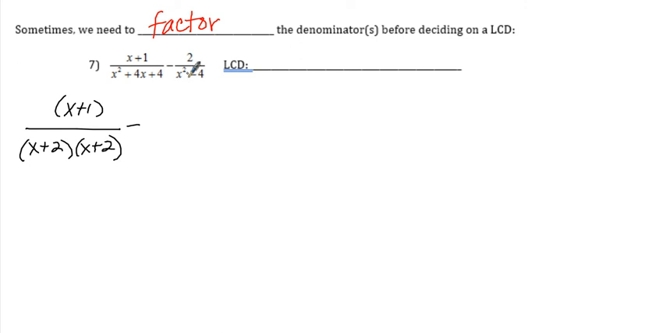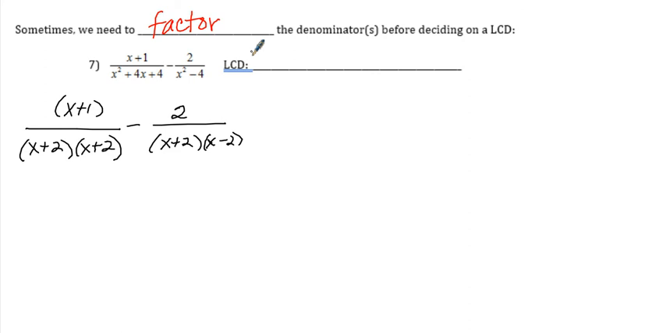Now let's look at the second one here. There's nothing to do to the 2, but this x squared minus 4, does everybody remember what that is? That's a difference of squares, and so we need to be breaking that down into x plus 2 and x minus 2. Okay, so we have now factored the denominator like Owen told us we needed to.